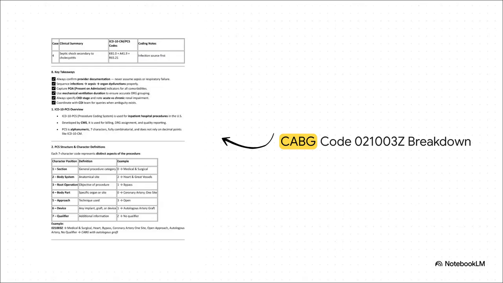Let's look at how this plays out in a real-world scenario. Take a CABG procedure, a coronary artery bypass graft, using an autologous artery graft. The code for that is 021003Z. That very first 0 anchors us right there in the medical and surgical section. Then we just read it left to right like a story. The 2 tells us it's the heart and great vessels. The 1 is our root operation, bypass. The 0 is the specific coronary artery body part. The 3 signifies the open approach. The 1 identifies the autologous graft device. And finally, that Z means no qualifier. 7 characters, 0 ambiguity. It's actually pretty elegant once you get the hang of it.